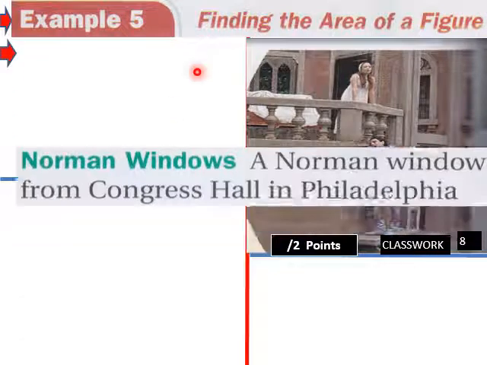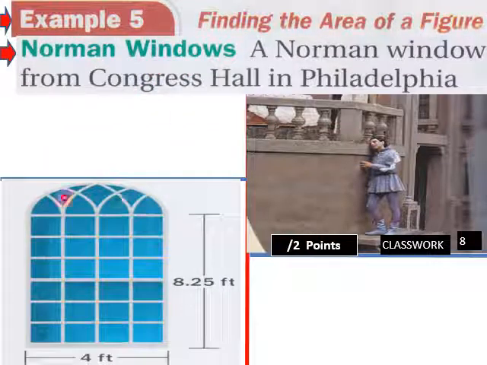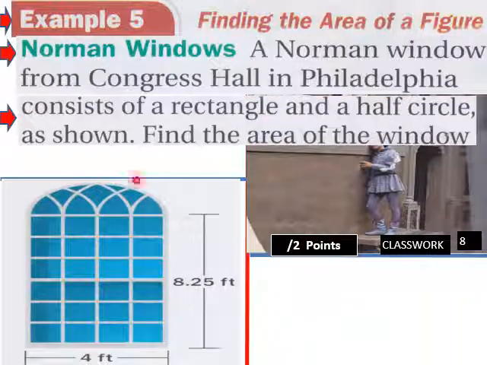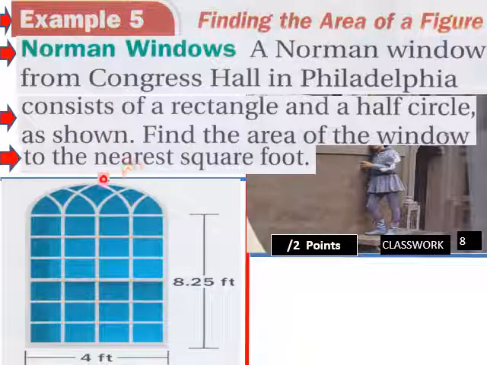And so we've got one more example here. Okay, finding the area of a figure. We've got our Norman windows here, from Congress Hall in Philadelphia. So we have a length down here, and then we have a height here, 8.25 feet. So it consists of a rectangle, here's our rectangle, and a half circle. Here is our half circle up here. As shown, find the area of the window to the nearest square foot. So we need to find the whole area here.